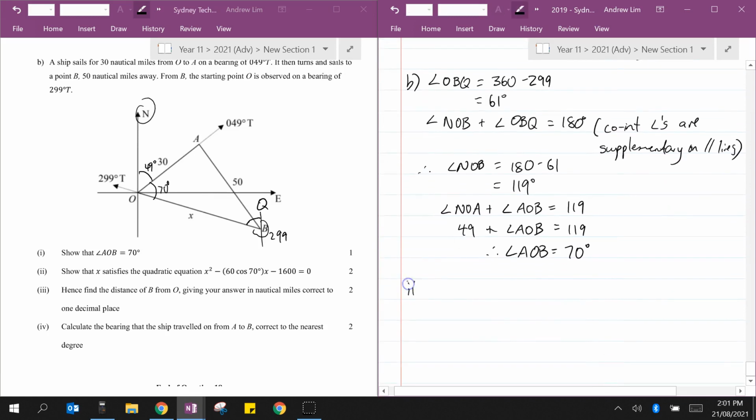Okay, part 2. Hence show that x satisfies the quadratic equation x squared minus 60 cosine 70 x minus 1600 is equal to 0.